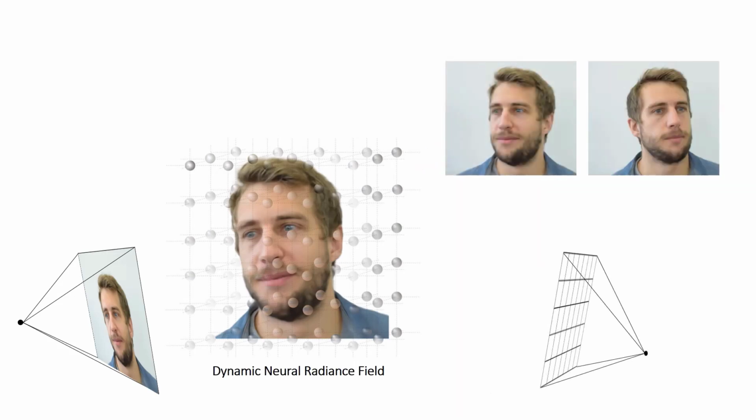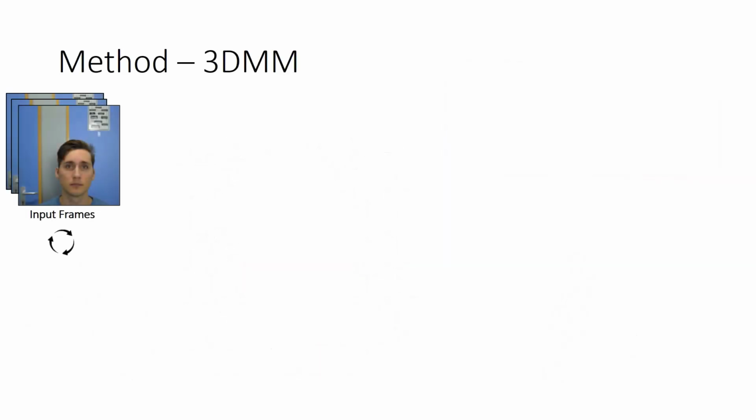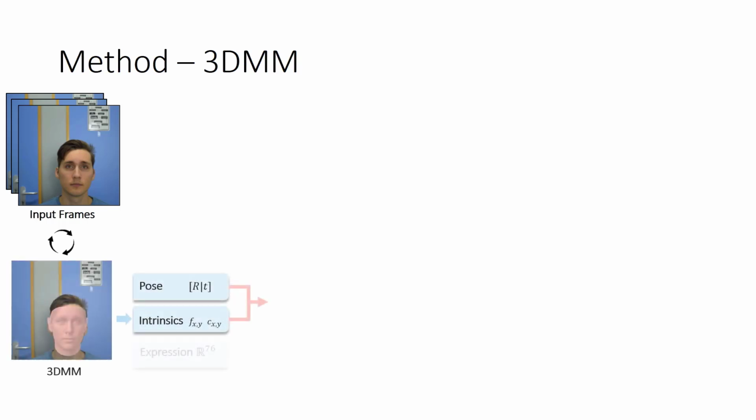A scene representation network is trained by minimizing a photometric reconstruction error between rendered and ground truth images. In our case, these training images are captured by a static camera, such as a webcam. Given such an input sequence, we employ a face tracker to embed our scene representation network in canonical space.